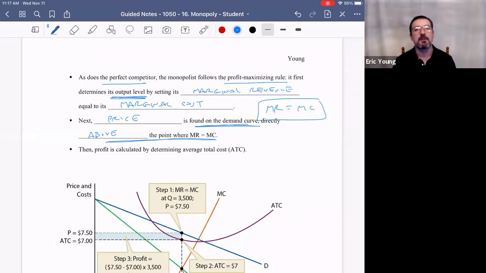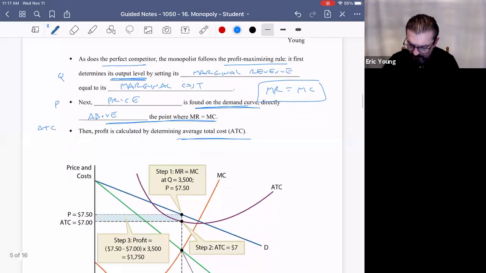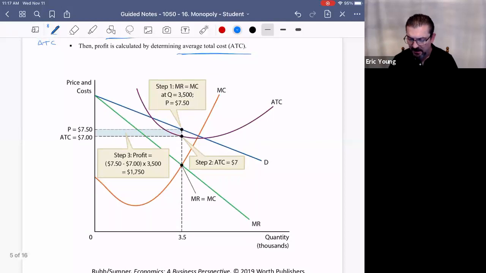So you're going to do MR equals MC to get your Q. You'll do that dotted line all the way up to the demand curve and then go left to get your P. At this point now, we have Q, we have P, and then finally, we determine ATC, and we're set, okay? This right here, nice simple example. Let's take a quick look through it. I'll use red for some contrast.